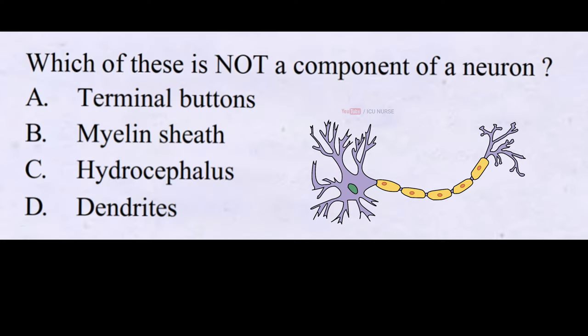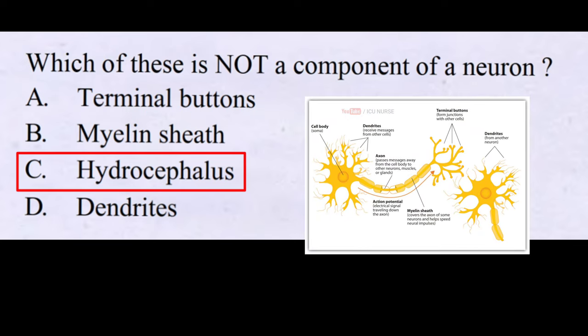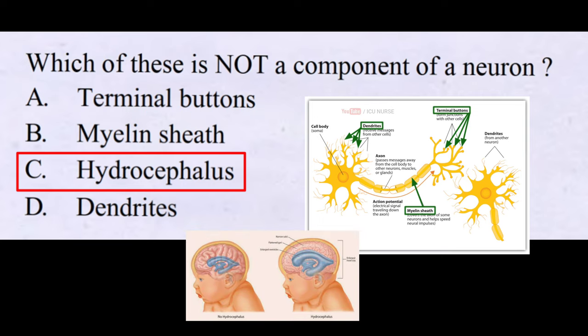Which of these is not a component of a neuron? A. Terminal buttons, B. Myelin sheath, C. Hydrocephalus, D. Dendrites. And the correct answer is C. Hydrocephalus. Terminal buttons, myelin sheath and dendrites are all components of a neuron, whereas hydrocephalus is a disease condition.